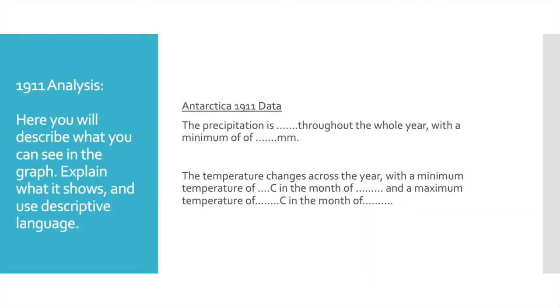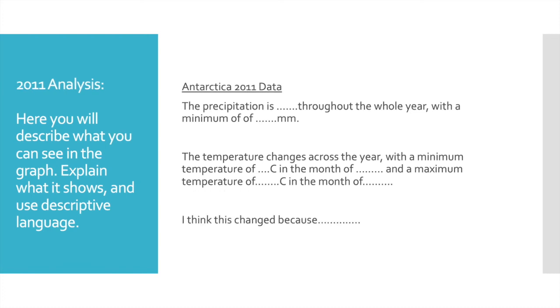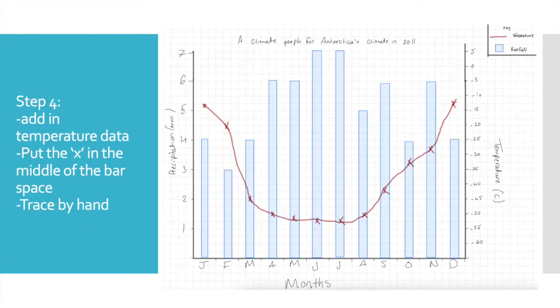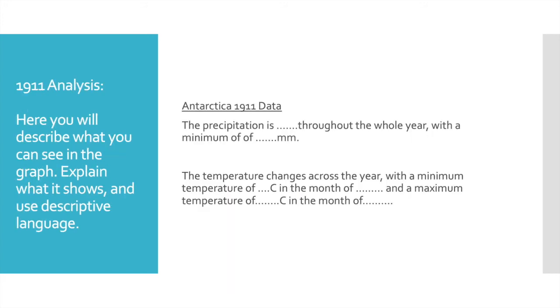Now, for what you will be doing, if you are doing your 2011 data, it will be here. You need to be doing this for your analysis. And for your 1911 data, you will be doing this. So, I want you to be able to describe what you can see. So the precipitation in Antarctica, let's go back, we can see 7 millimeters as a maximum. That's not very high. So we can say that the precipitation is low throughout the whole year.